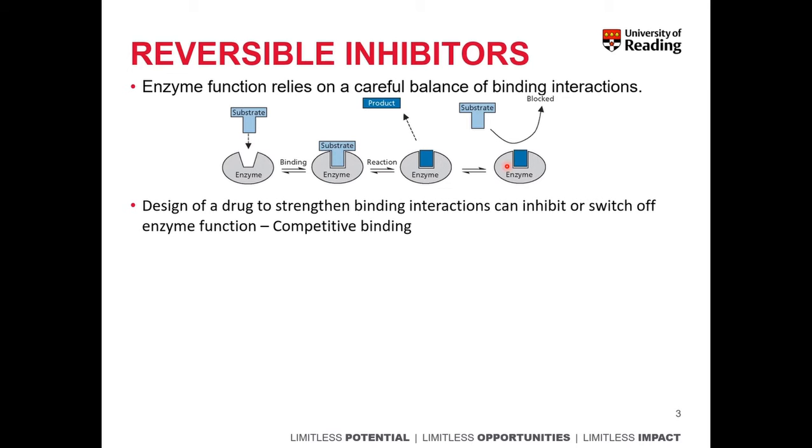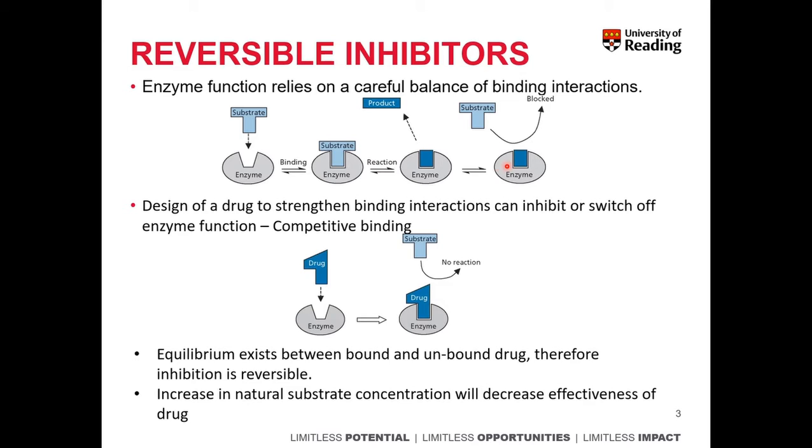Now, this is the idea of competitive binding. We have a substrate that's competing with a drug molecule for the same binding site. And if we make a drug molecule that can bind more tightly than the substrate, we can use this to reduce the production of products by an enzyme.